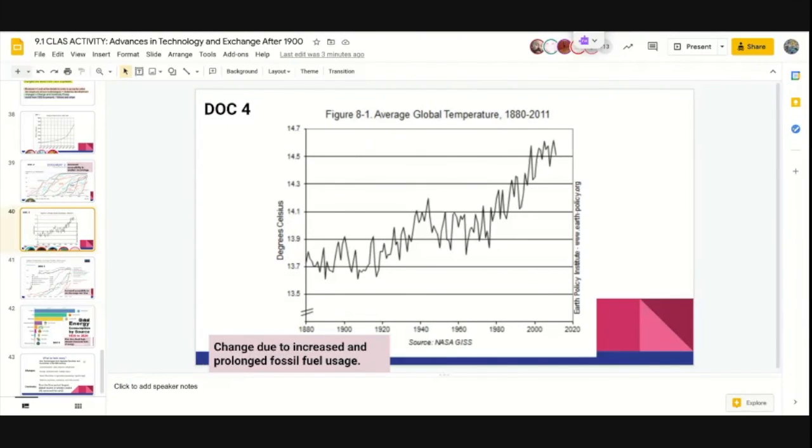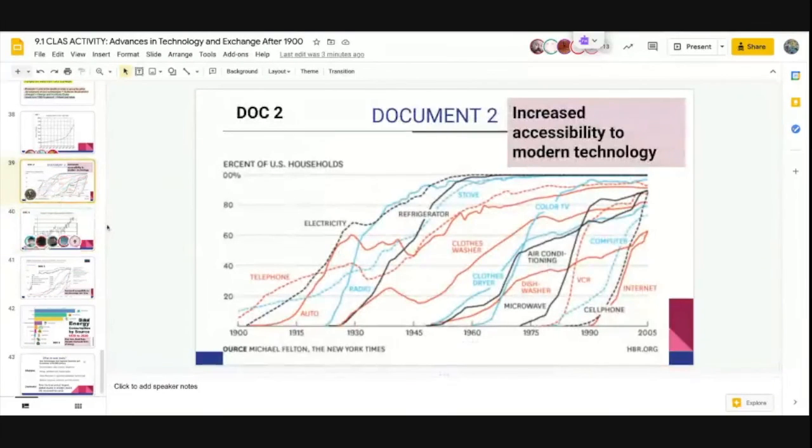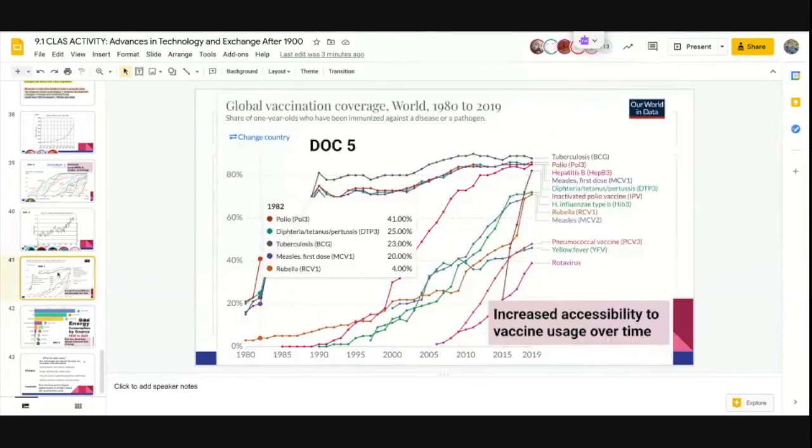Why would they say this? So there's a change in global temperature that's definitely connected to the use of technology and the burning of fossil fuels, right? Change in global temperature. So now I'm going to come over here, slide 41.